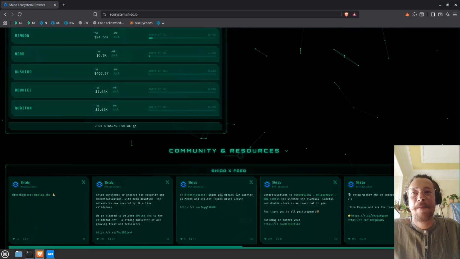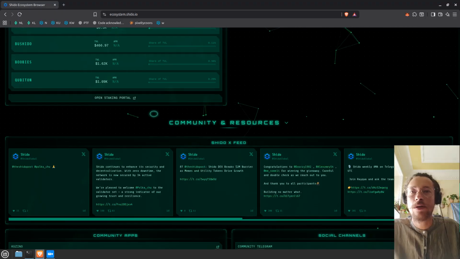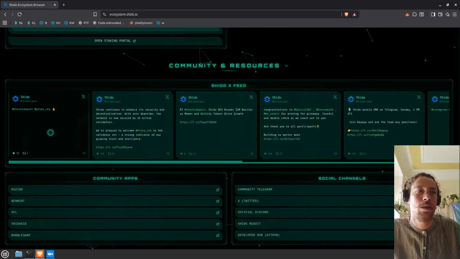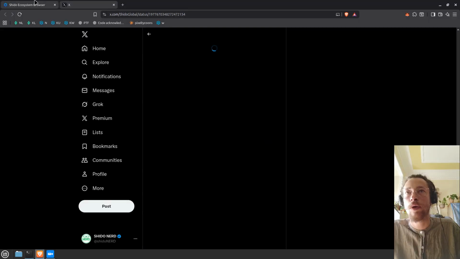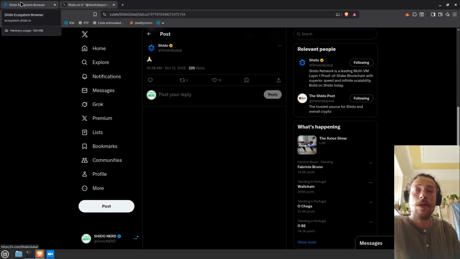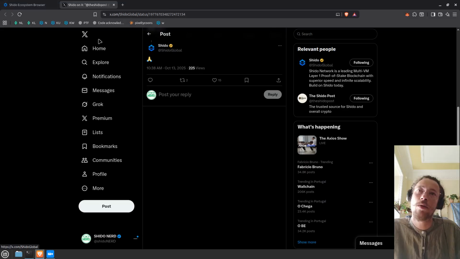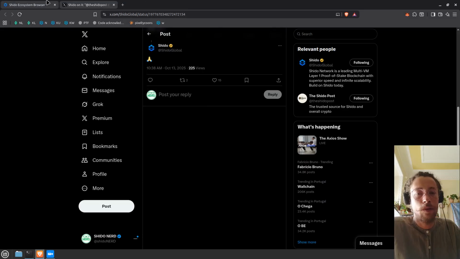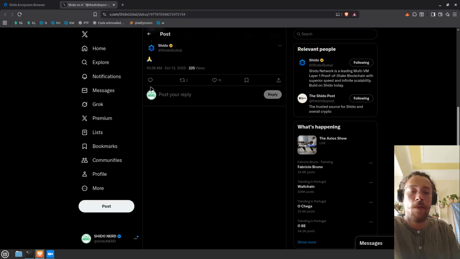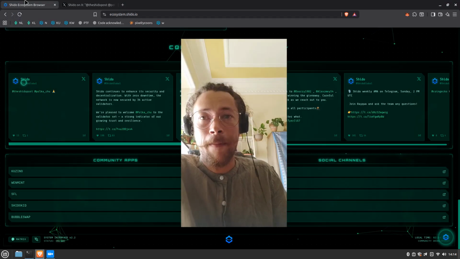And then you have some community resources, which seems to be latest X feed from Shido global account, and you can go directly into the posts. This is interesting in case you miss something. You don't have to go to X looking for Shido network, although you should be following and have your notifications on for that account anyway.